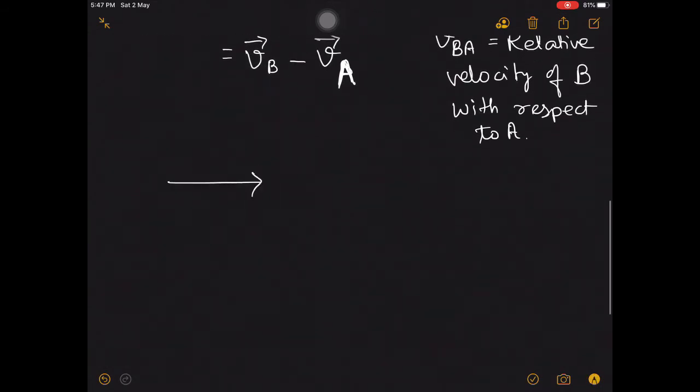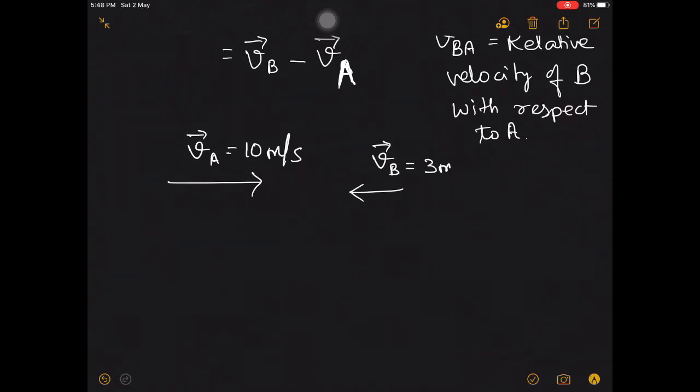Say this is VA, velocity of particle A, 10 meter per second towards the right, and say this is VB, velocity of particle B towards the left, say 3 meter per second. Also mark the lengths of these arrows. This arrow is shorter because it indicates a 3 meter per second velocity vector, but this arrow is longer because it indicates a velocity of 10 meter per second.